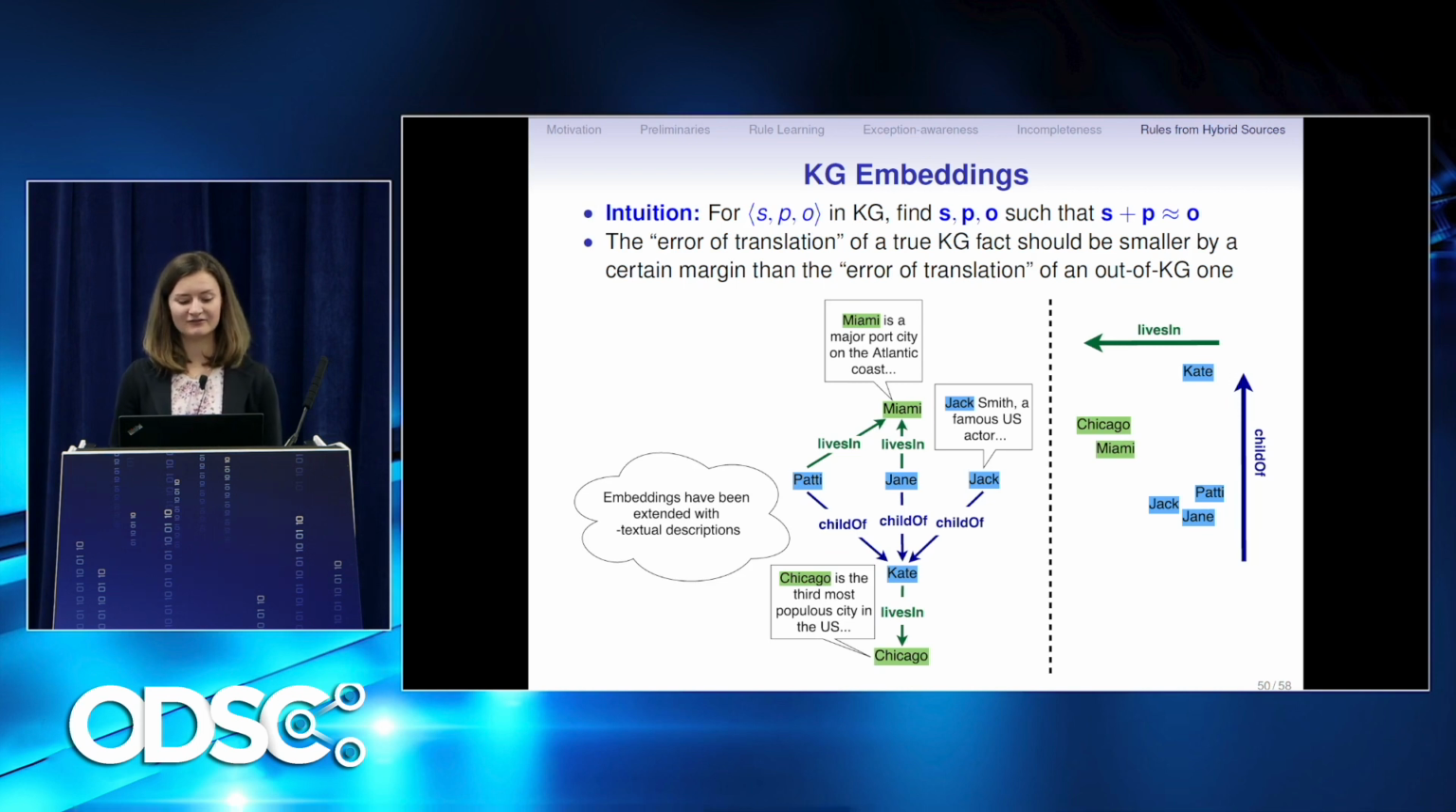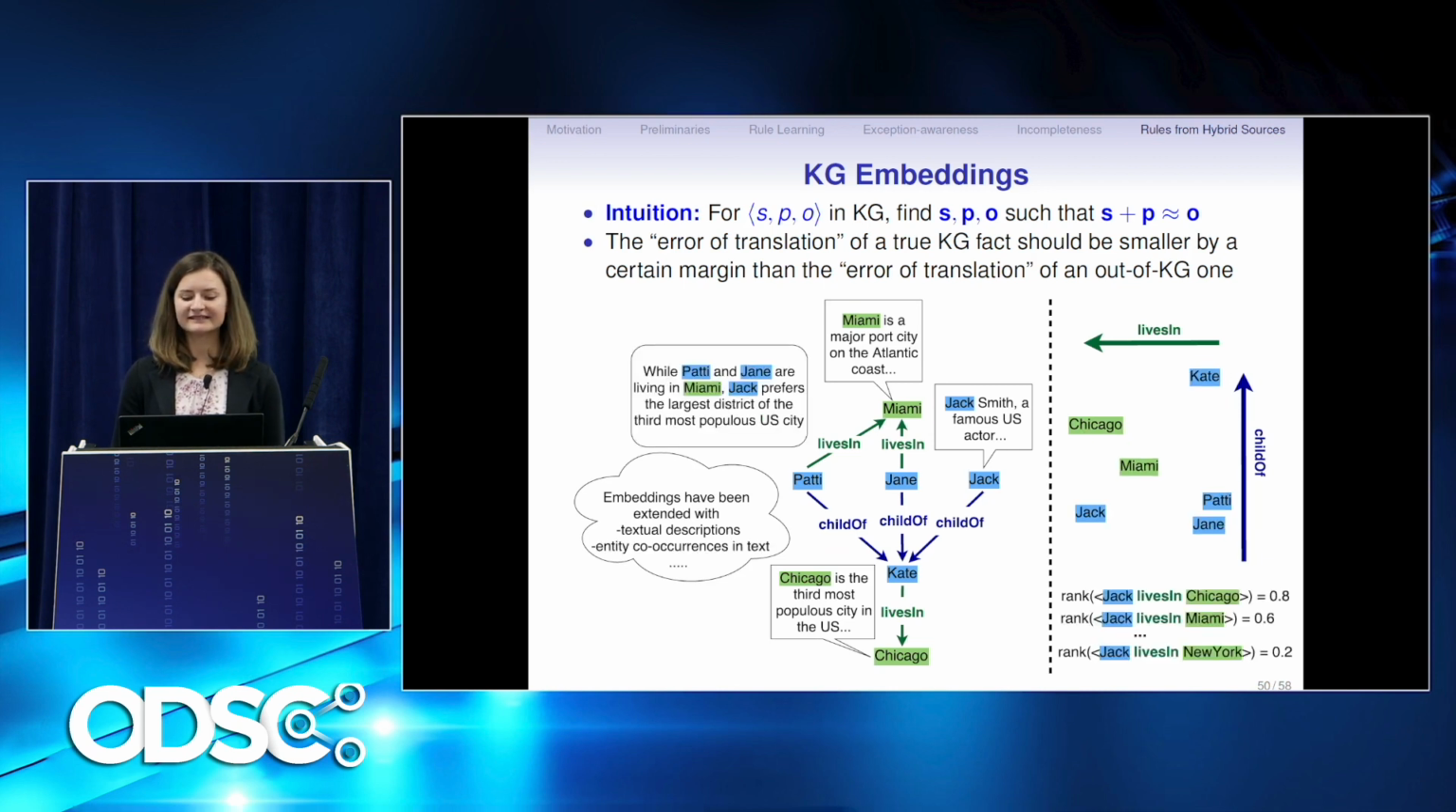Additionally, from the textual descriptions of entities, we could in fact also incorporate textual information that contains mentions of different entities. So basically, co-occurrences of entities generally in the text could also be incorporated in these embedding approaches. And there were so-called TECE and SSP models proposed recently.